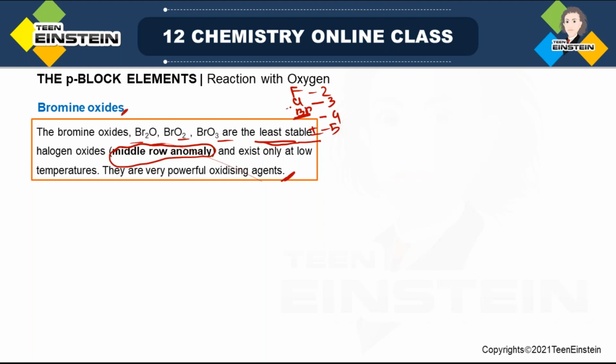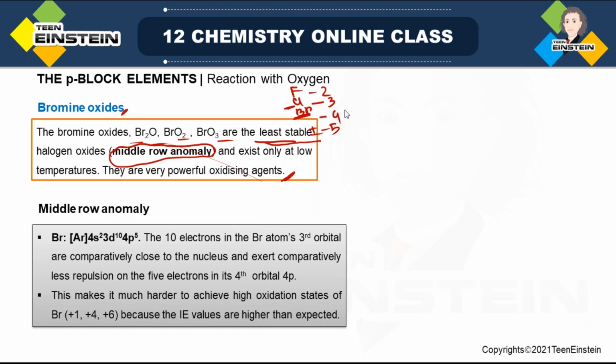It is not that chlorine oxides are maximum stable and iodine oxides are least stable. It is not that. It is the oxides of bromine that are least stable. Even oxides of iodine are more stable than oxides of bromine. But why it is only for bromine, that we have to see. So what is middle row anomaly?